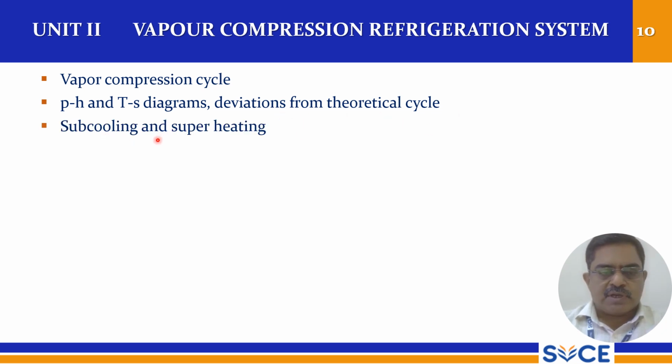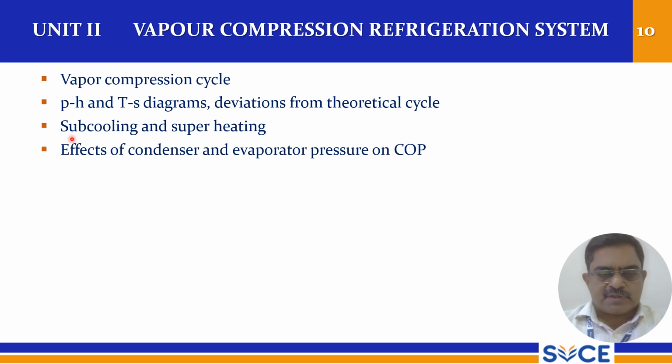Next we have subcooling and superheating. The effects of subcooling and superheating in this vapor compression refrigeration cycle, that we are going to discuss. Effects of condenser and evaporator pressure on COP, so this is another topic we are going to see. Apart from subcooling and superheating effects, we have effects of condenser and evaporator pressure.